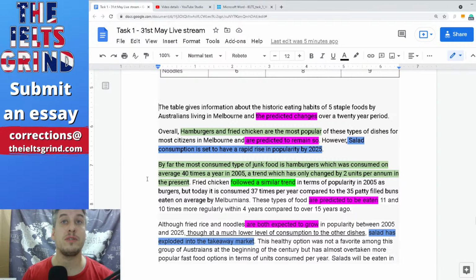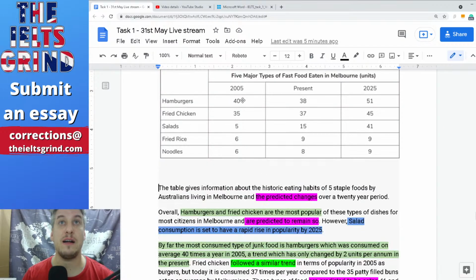By far the most consumed type of junk food is hamburgers, which was consumed on average 40 times a year in 2005, a trend which has only changed by 2 units per annum in the present. So I'm describing the fact that they ate 40 units in 2005 and now it's only 38.